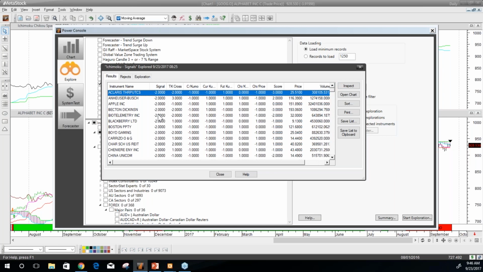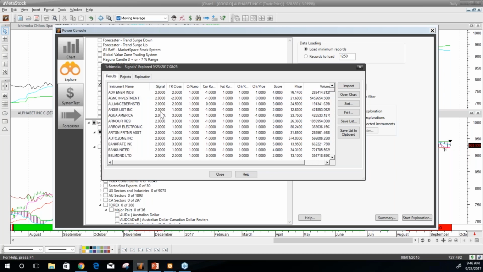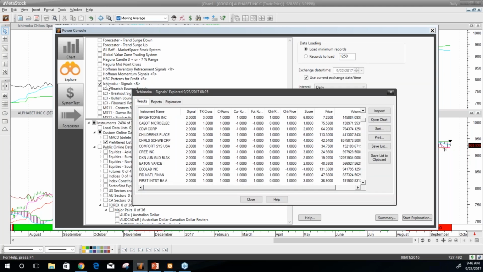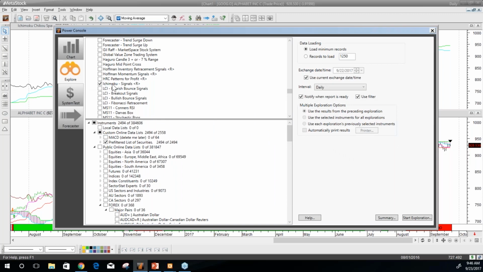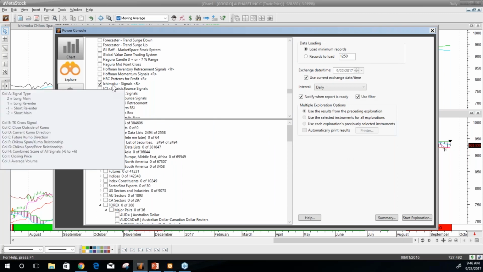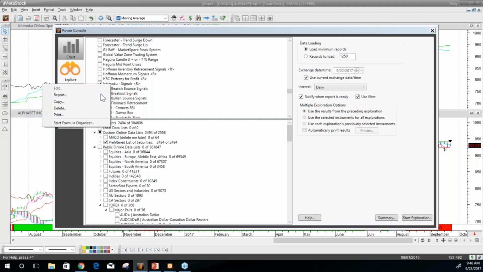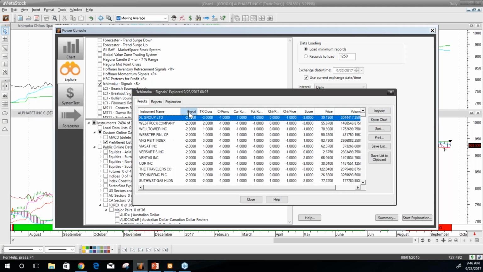If it's a -2, that's going to be a bearish signal, and if it's a +2, it's going to be a bullish signal. I'll hover over this real quick, and it'll tell me which ones are which. So a 1 is a long re-enter signal, a 2 is a long main signal, a -1 is a short re-enter signal, and a -2 is a short main signal. Okay, let's go back into the report. I just forgot exactly the terminology used right there.